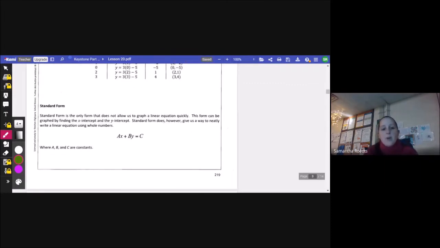Standard form. Standard form is the only form that does not allow us to graph a linear equation quickly. This form can be graphed by finding the x-intercept and y-intercept. Standard form does, however, give us a way to neatly write a linear equation using whole numbers.